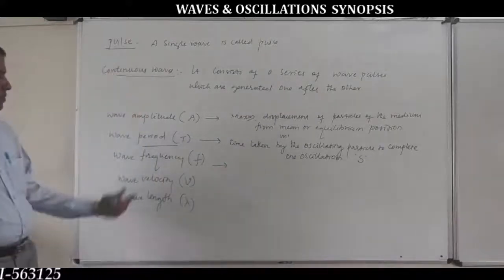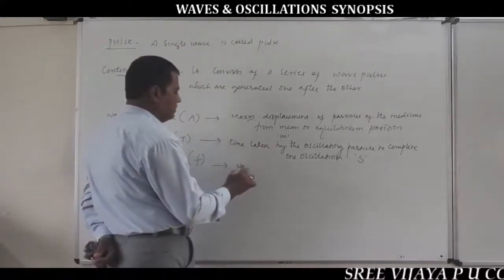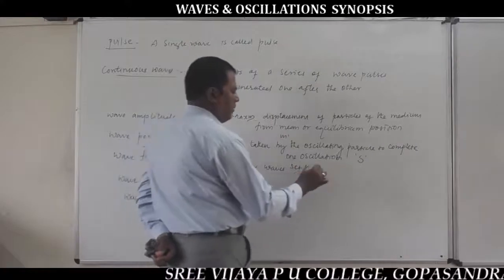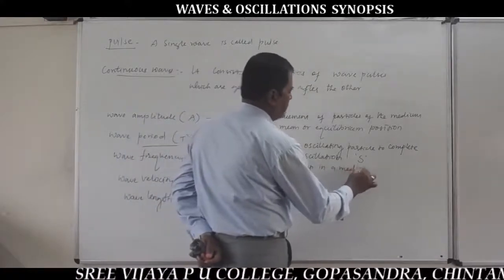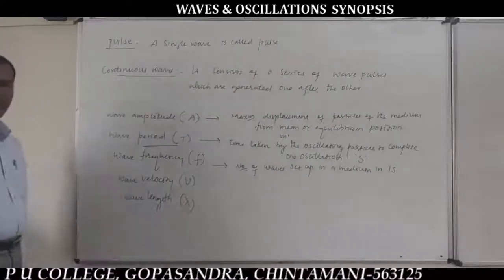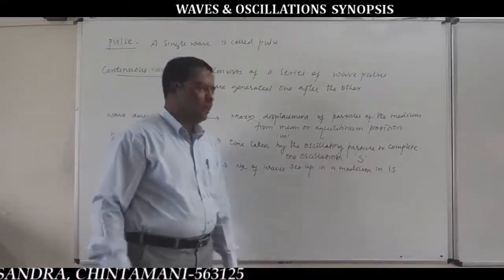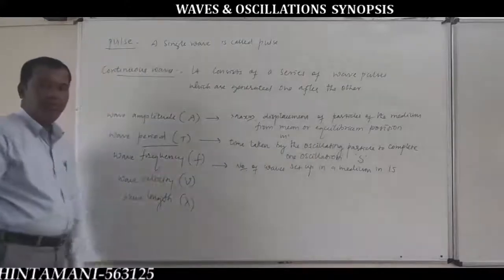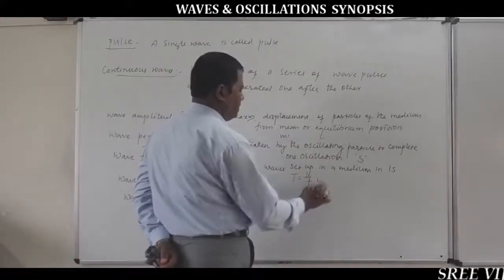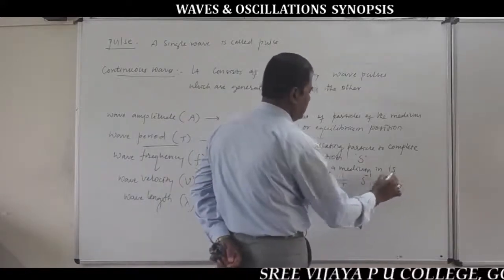Wave frequency. The number of waves set up in a medium in 1 second is called wave frequency. Or the number of oscillations completed by an oscillating particle in 1 second is called wave frequency. T is equal to 1 by f, or f is equal to 1 by T. It is expressed in per second or hertz.